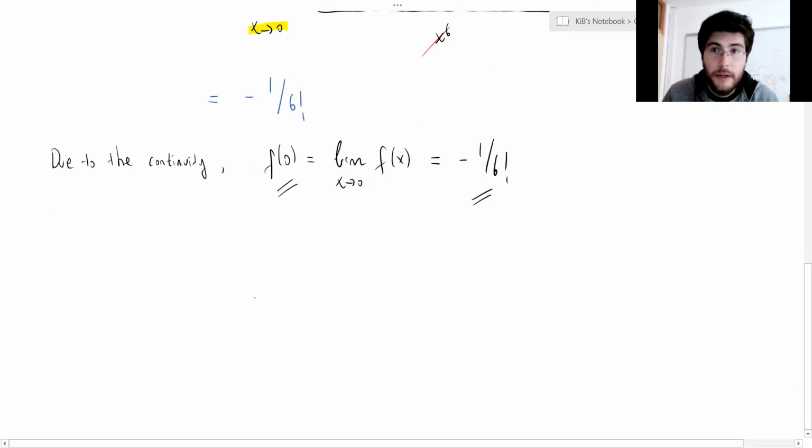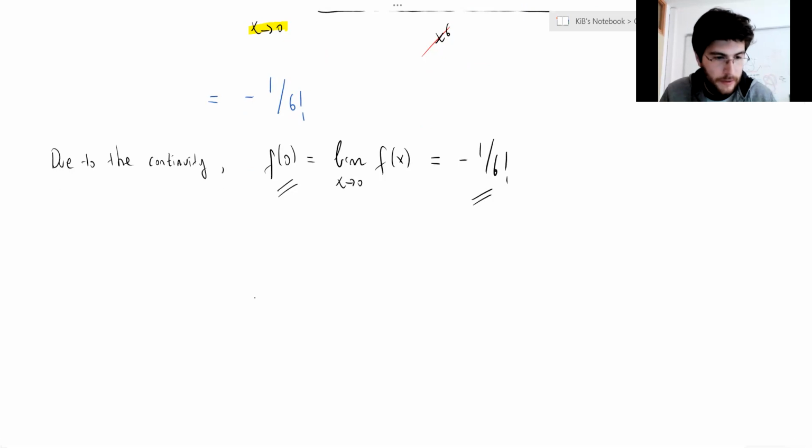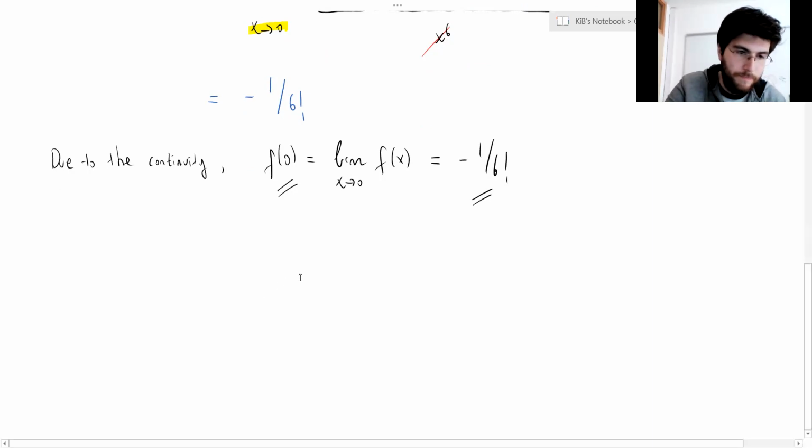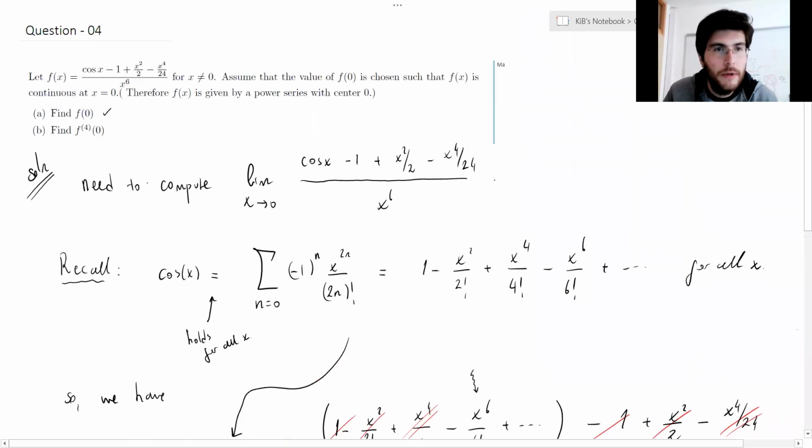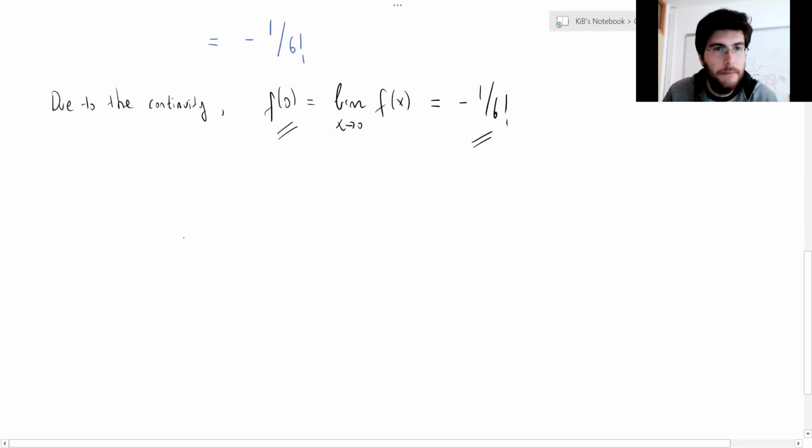What about part B? Part B is, I guess, a little bit tricky. So let's see what we have. In part B, we really want to find the fourth order derivative of f evaluated at the point 0. Okay, fine. So part B.